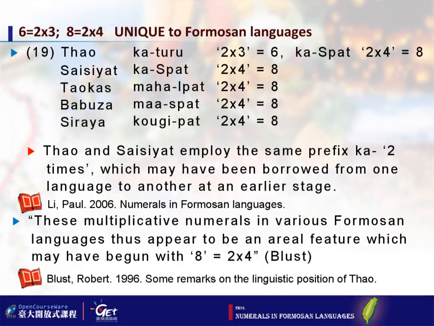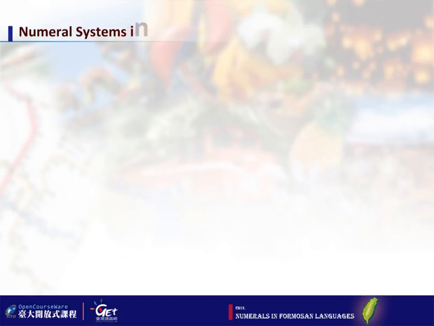And for number 8, again, you have this 2 marker followed by a 4. So 2, 4 equals 8. So Thao and Saixia employ the same prefix Ga, meaning 2 times, which may have been borrowed from one language to another at an earlier stage. Thao is at Sun Moon Lake in the central part, and Saixia is in the Xinzhu, Miaoli area, so probably they borrowed from each other. These multiplicative numbers in various Formosan languages do appear to be an area feature which may have begun with number 8 first. According to Robert Blust, another scholar whose material we used last time, probably all these devices making 2 times 3, 2 times 4 derived from number 8 first, and then spread to number 6.